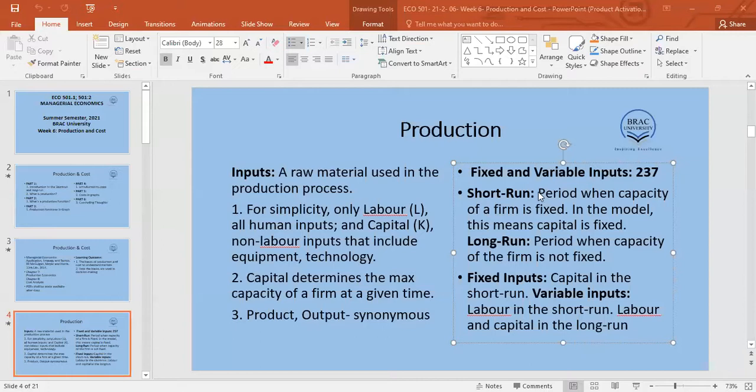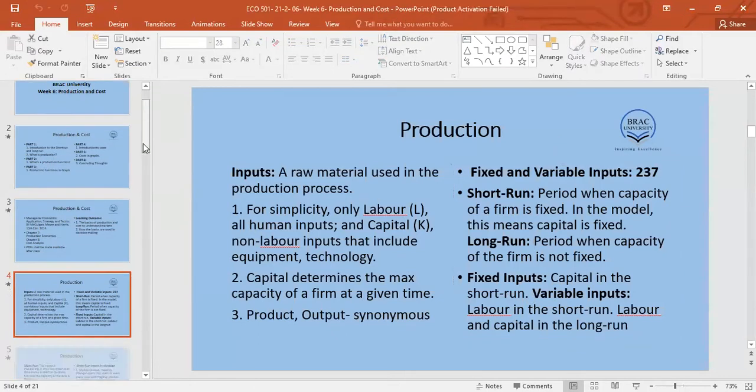Okay, so short run is nothing but the period when capacity of a farm is fixed. The capacity is fixed by the amount of capital that the farm has. So the period when capacity of a farm is not fixed is the long run. Fixed inputs are capital in the short run, and variable inputs are labor in the short run. So labor is the only thing that we can change.